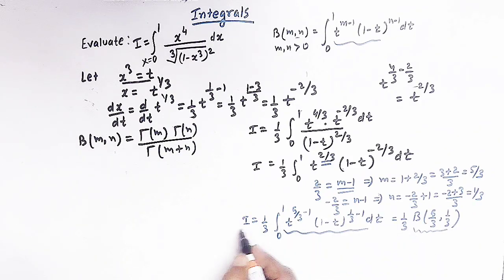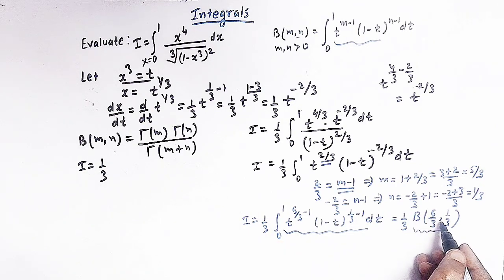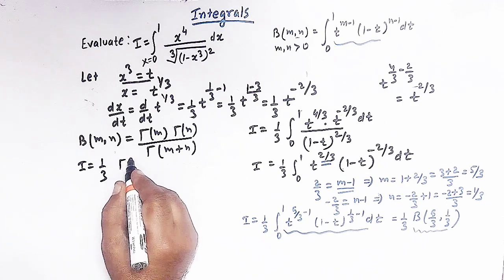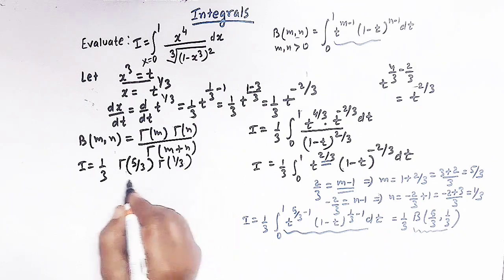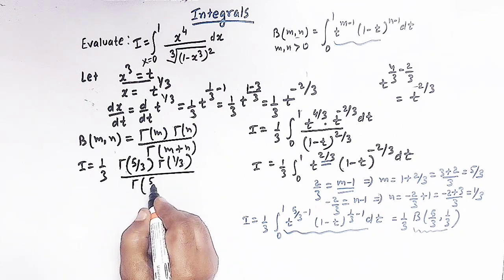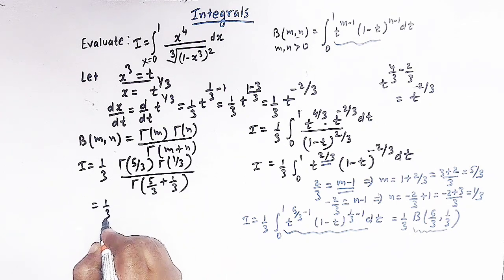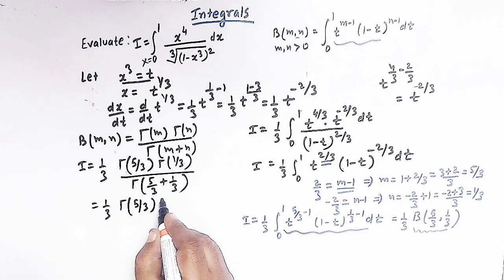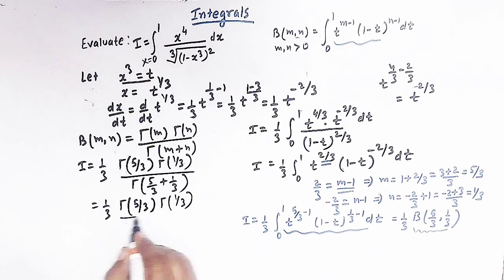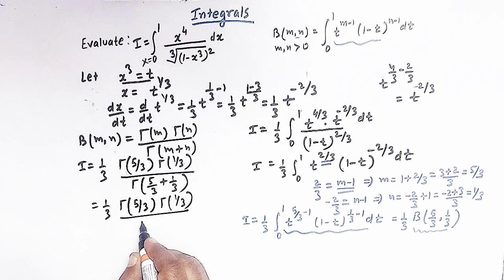So now this integral I is equal to 1 over 3, and beta 5 over 3 comma 1 over 3 is equal to gamma 5 over 3. Then we have gamma 1 over 3, and here we have gamma 5 over 3 plus 1 over 3, right? So this is 1 over 3 and gamma 5 over 3, and then we have gamma 1 over 3, and here 5 plus 1 is 6, 6 over 3 is 2, so we have gamma 2.